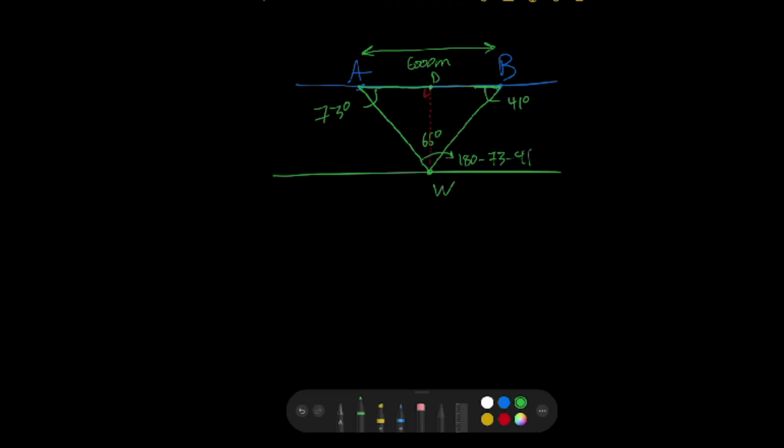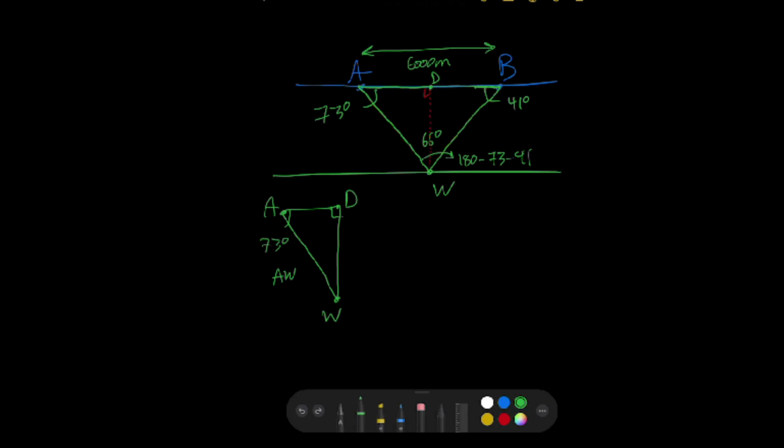Call this point D, just to be consistent with our previous questions. 90 degrees at point D, then point A, point W, 73 degrees, and that is enough information for now. What I don't know is the length of AW. I'm going to need to find that, and in order to find that, I'm going to use my original triangle up here at the top, and I'm going to use sine law.